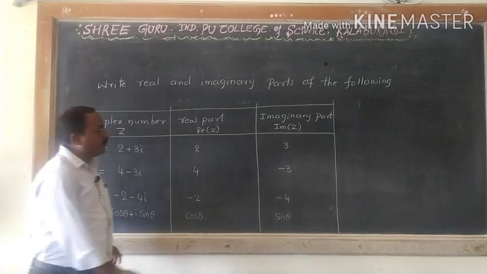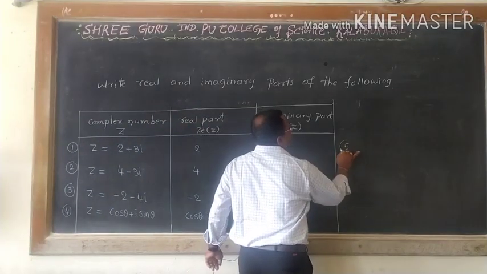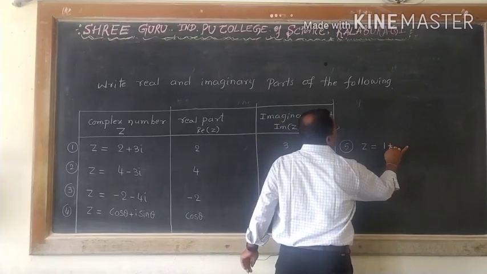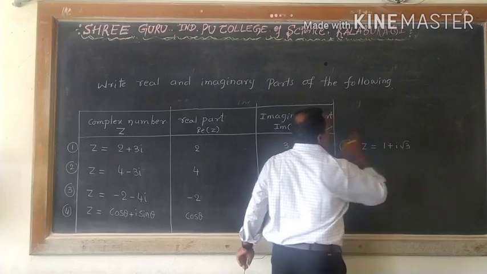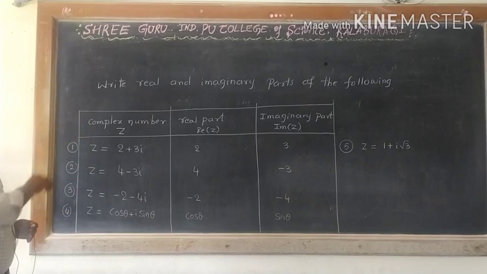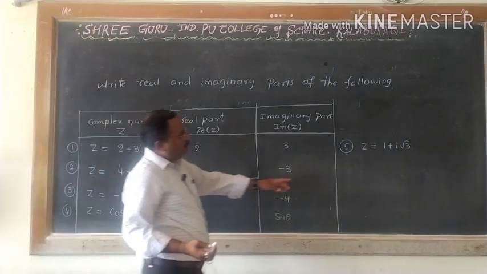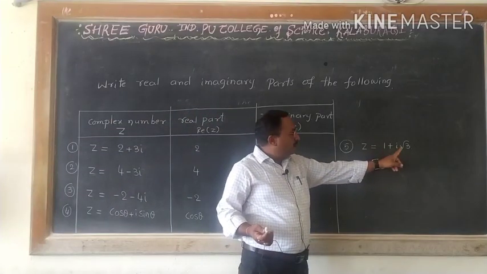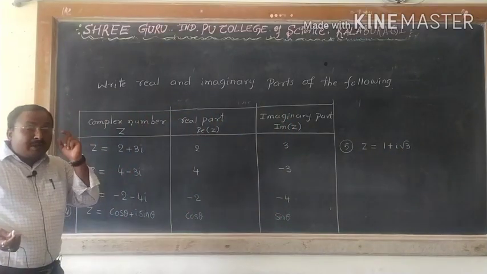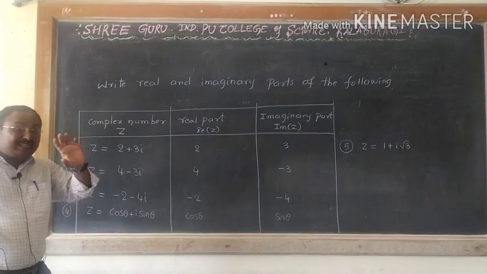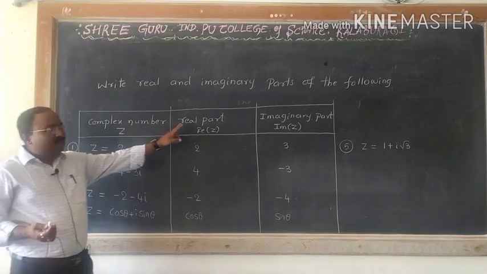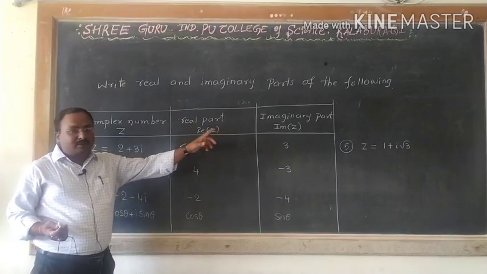Fifth one, you write as homework: 1 plus i root 3. Real part is what? Imaginary part is what? Real part is 1, imaginary part is root 3. Imaginary part, keep in your mind, the imaginary i is present. This is a complex number, this is the real part, that is the imaginary part.